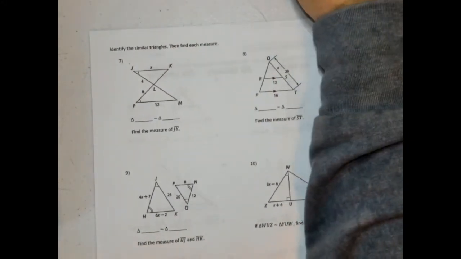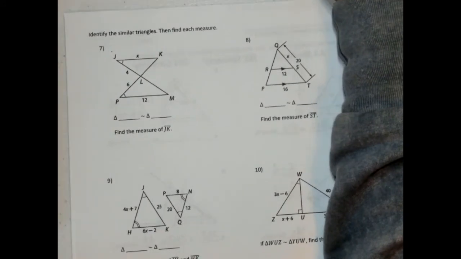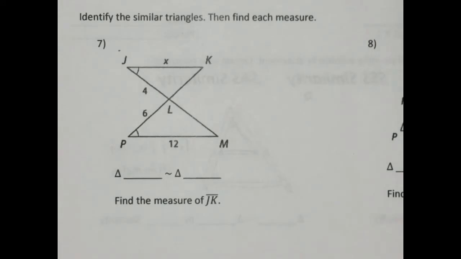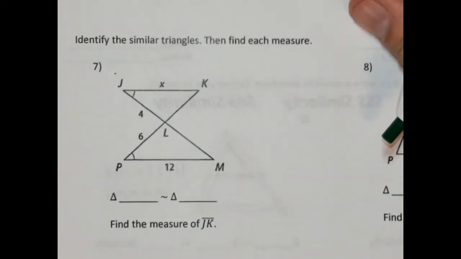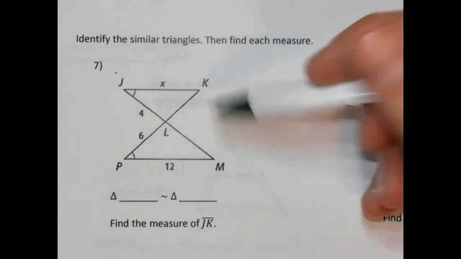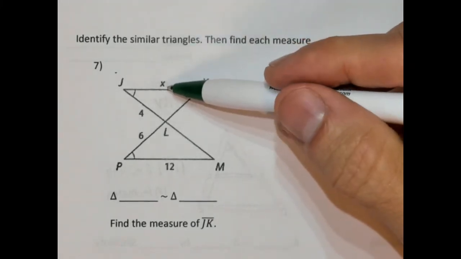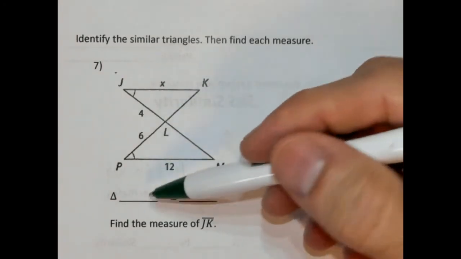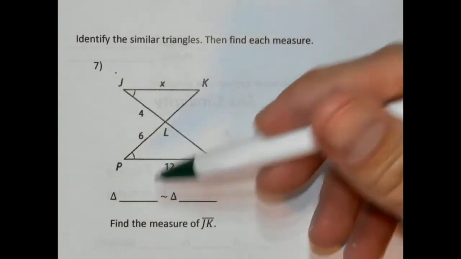So let's look at this one here. Identify the similar triangles and find each measure. Okay, so this is a little different. This is asking us to identify the similar triangles. We're told they are similar. That's not in question. And identify what's missing. So we're going to solve for a value here, this missing side. We're also told to write a similarity statement.